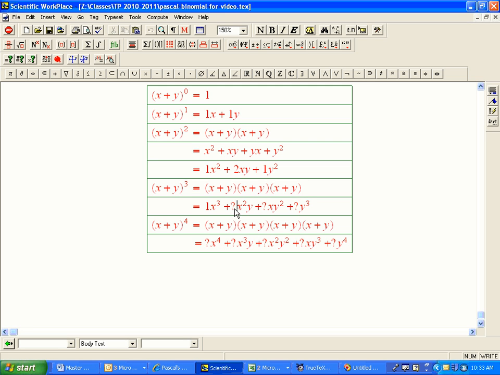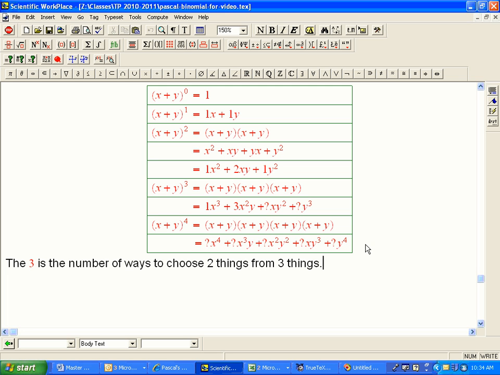So this number, which is 3, as we know, that 3 is the number of ways to choose 2 things from 3 things. Because the things here are the factors, the things in parentheses, and I had to choose 2 of them, the ones where I use x and not y, from 3 things, which is all the factors.